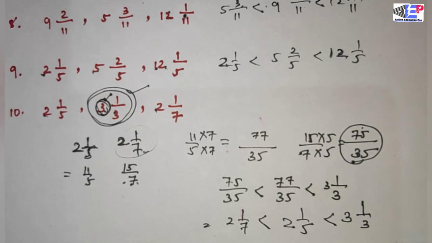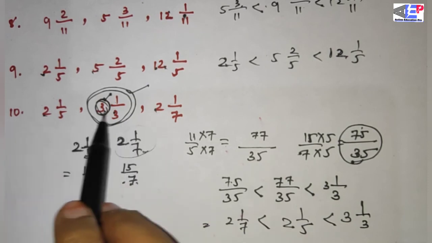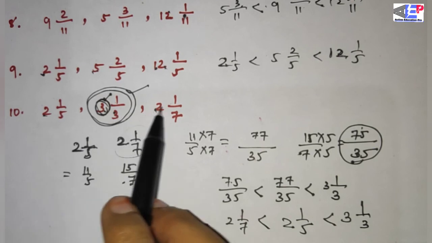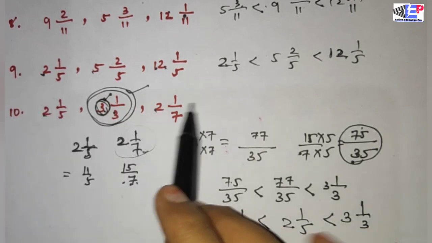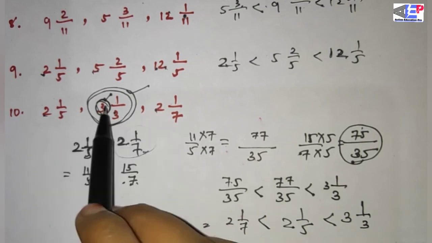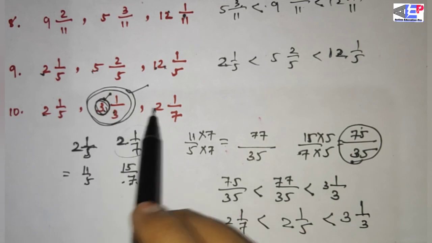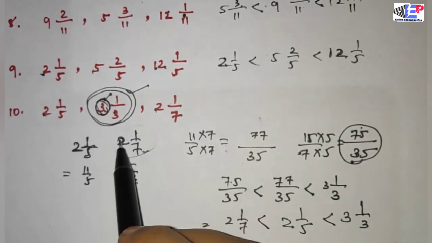Look here again, I repeat: there are different whole parts, so it is not possible to compare according to their whole parts or fractional parts, because the fractional parts are unlike fractions. So 2, 3, 2 are the whole parts, and 3 is the greatest, we know, because 3 is greater than 2 and 2. But there are two fractions having the same whole part 2. So how is it possible?